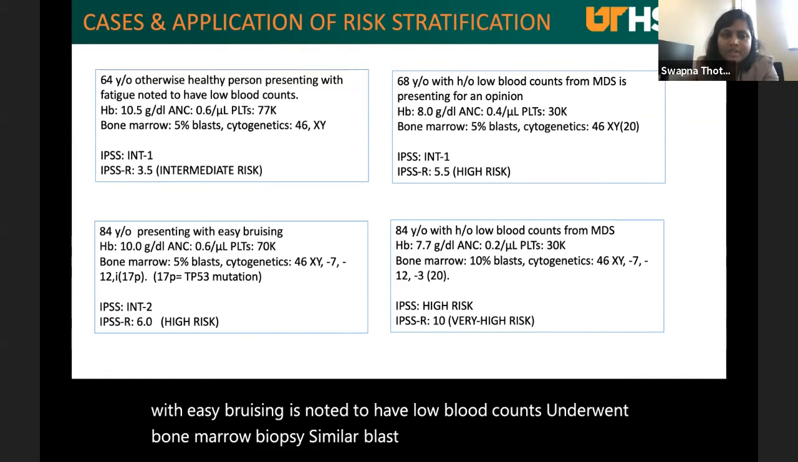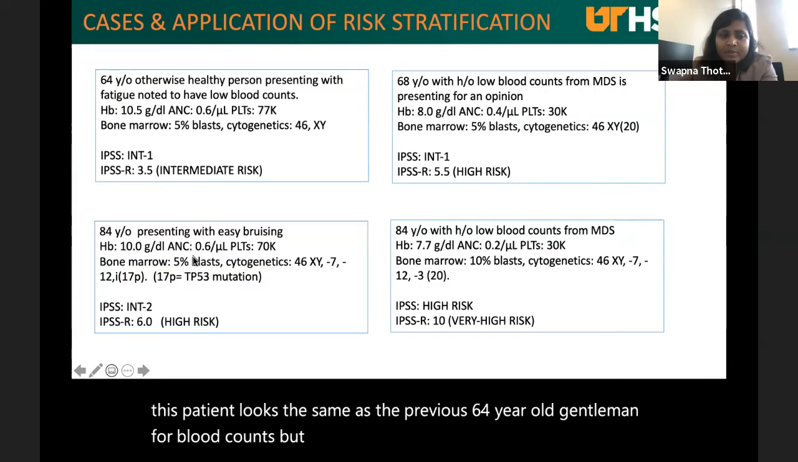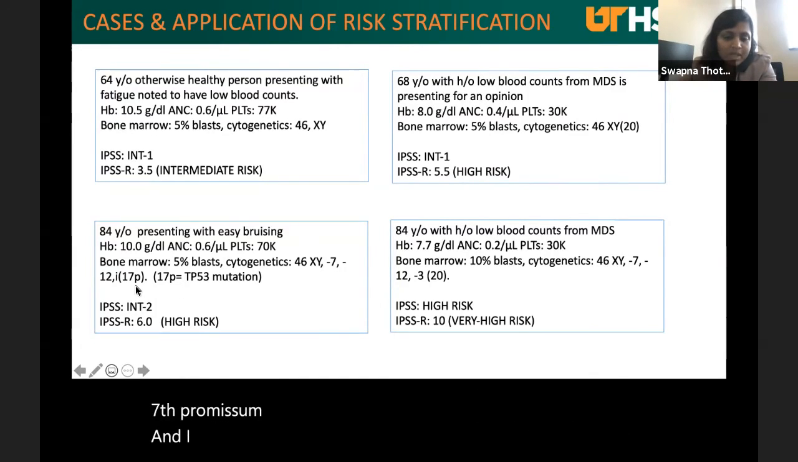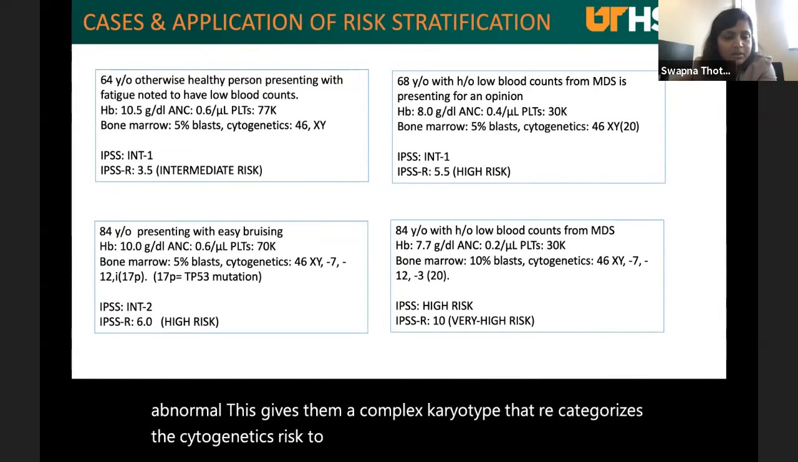So for all purposes, this patient looks the same as the previous 64-year-old gentleman for blood counts. But in their bone marrow biopsy, although they have a similar blast percentage, cytogenetics shows changes in the 7th chromosome, an isochromosome for 17p, and multiple chromosomes that are abnormal. This gives them a complex karyotype that recategorizes the cytogenetics risk to a very high risk category.